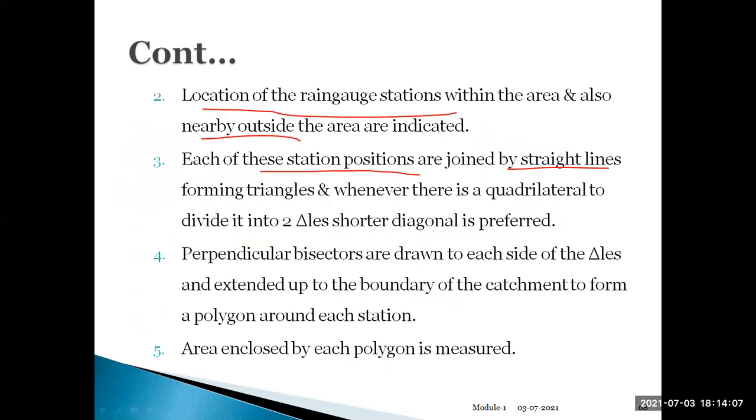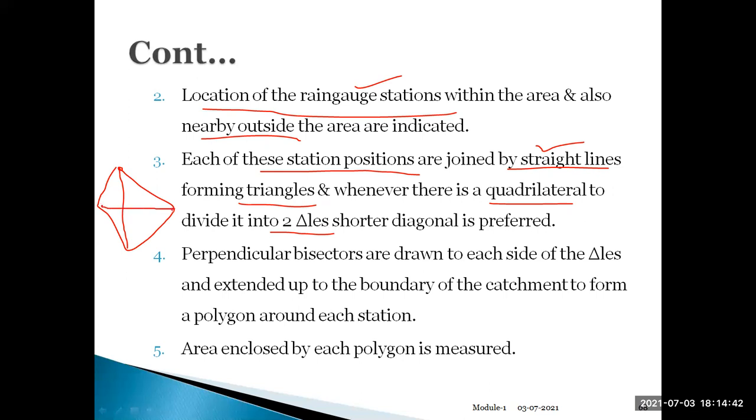As I said, we are going to locate the rain gauge stations within the area and also outside the area which is nearer. After that, we join each station by a straight line, and that will form triangles, and sometimes it will form a quadrilateral also. If it is a quadrilateral, then we divide it into two triangles by a diagonal. While choosing the diagonal, you have to choose the shorter diagonal.